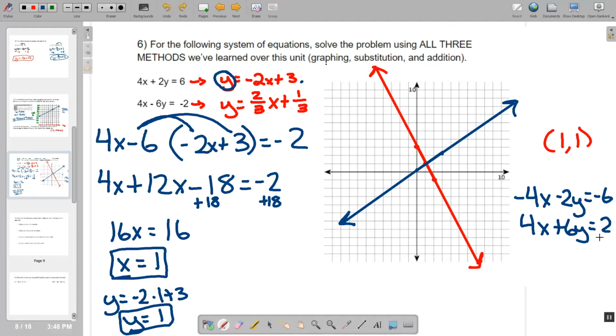Something does not seem right here. Let me pause and figure it out. My bottom equation was incorrect. I was multiplying times positive 1. So that should be still negative 6y, and this should be negative 2. There we go. Now when I add them together, I get negative 8y is equal to negative 8. I get y is equal to positive 1.